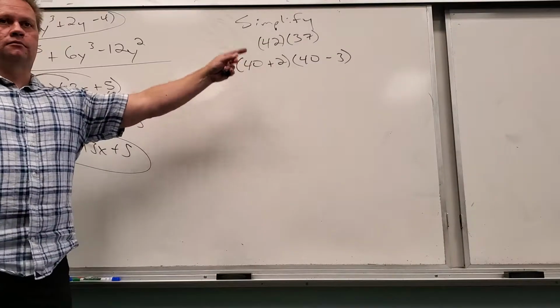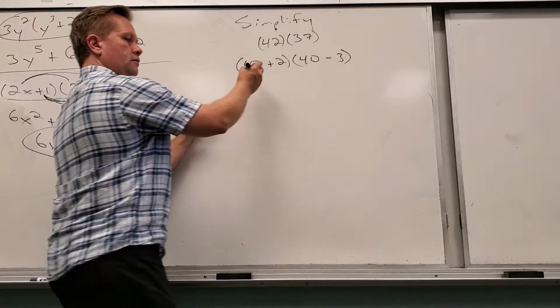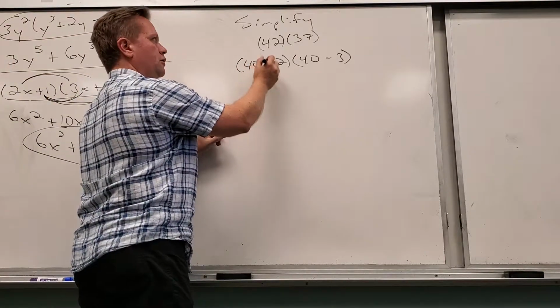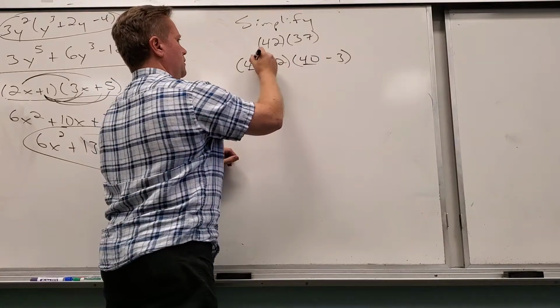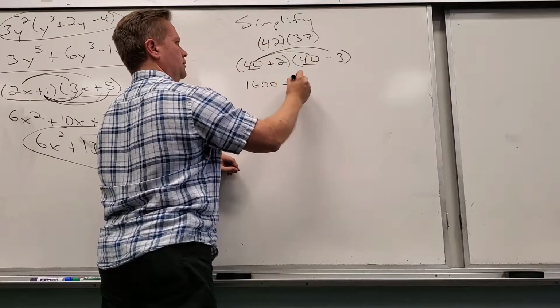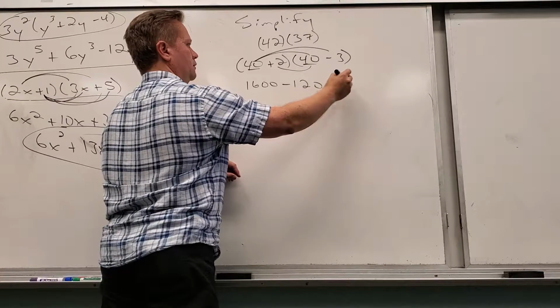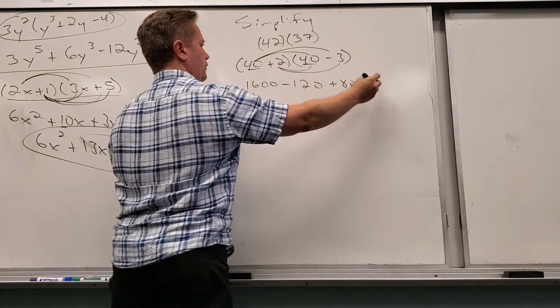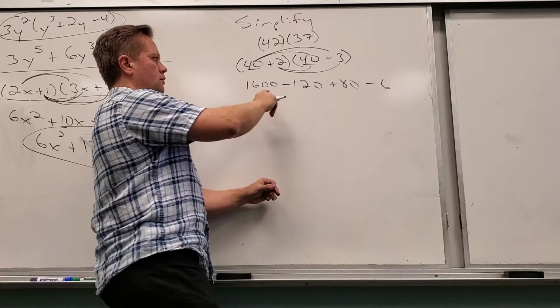Right? And then I could FOIL. And then it's easier. I don't know if you guys have ever seen this kind of thing before. 40 times 40, 1600. 40 times 3, 120. 2 times 40, 80. 2 times negative 3, negative 6.